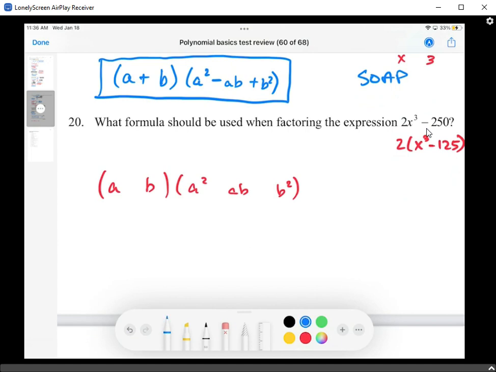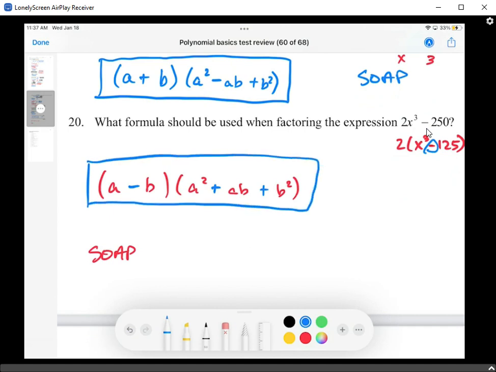But now our symbols would go same, opposite, always positive. It's the same abbreviation, SOAP, except this time when we go same, opposite, always positive, we're using the subtraction one from the original. Same, opposite, always positive there at the end. So that's the formula we would be using. This time it would be minus plus plus instead of plus minus plus.